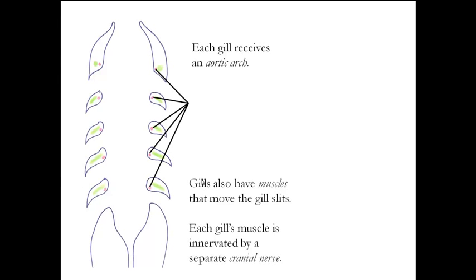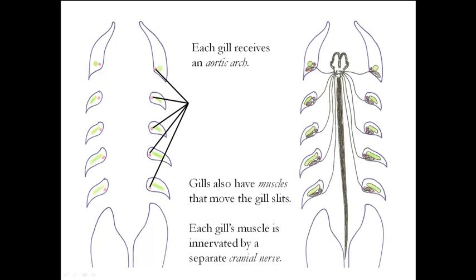And the gills also have muscles, and if you've got muscle, you need to have a nerve. So each gill contains cartilage, vessels, the aortic arch, and muscles, and each one of these muscles receives a specific cranial nerve from the central nervous system. So here we've got a slightly idealized brain and cerebellum right there, and paired cranial nerves coming out, one cranial nerve per set of arches. So that's how fish are set up.